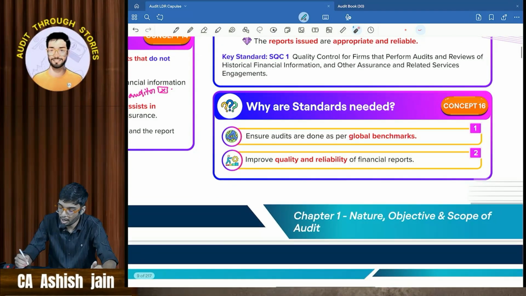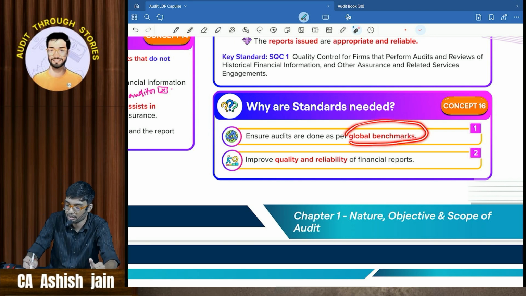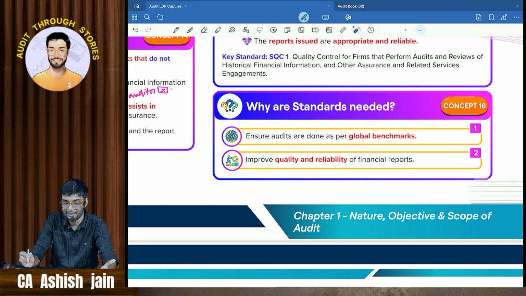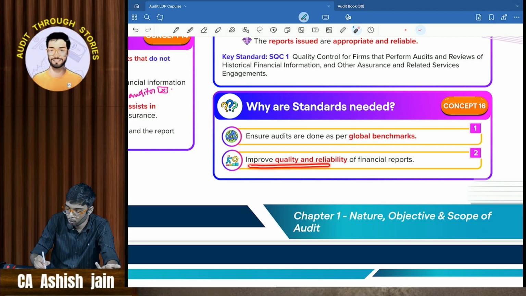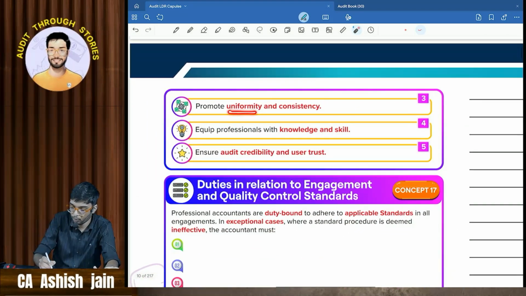Why are standards needed? Just imagine why we are learning these standards. Obviously these are the global benchmark. Then users get confidence. You can improve the quality and reliability of financial reporting. Then uniformity and consistency ensure credibility and users' trust.